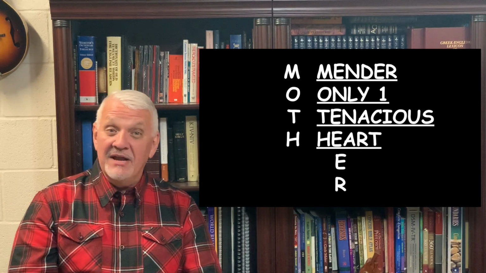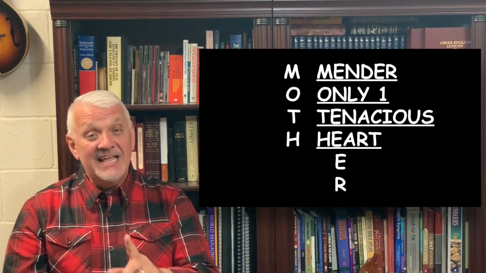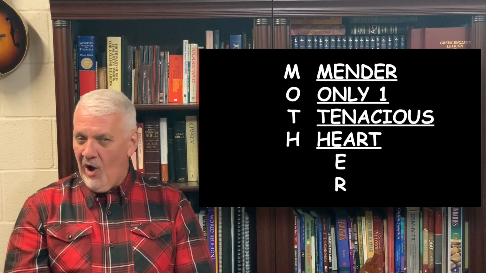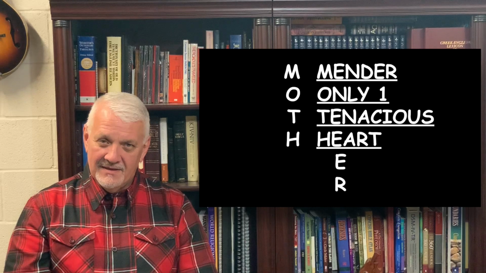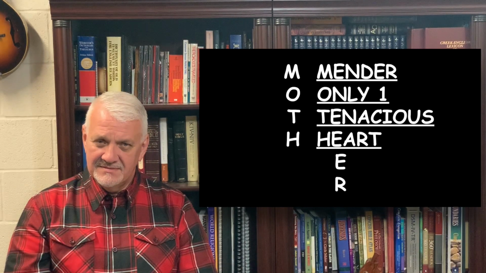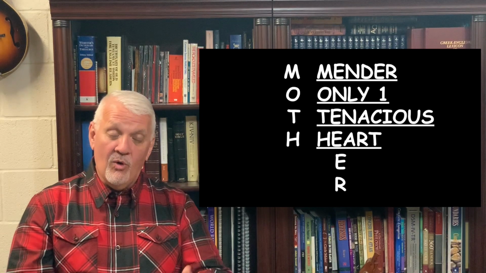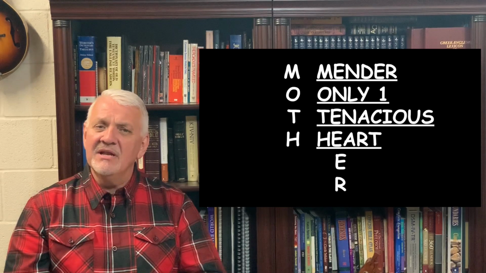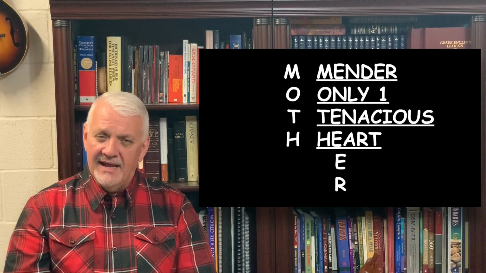So the M is for mender, the O is for only one, the T is for tenacious, and the H is for heart. There is no heart like the heart of a mother. There's no love like the love of a mother. Again, whether that be a natural born mother, a bio mother, or one that came into your life later on, there is no heart like the heart of a mother.